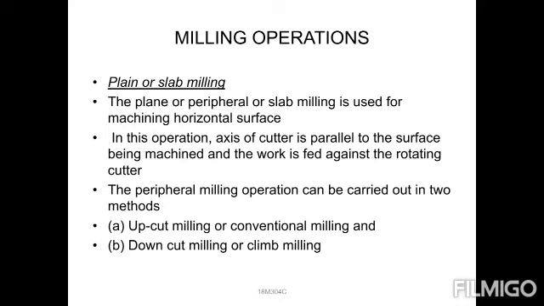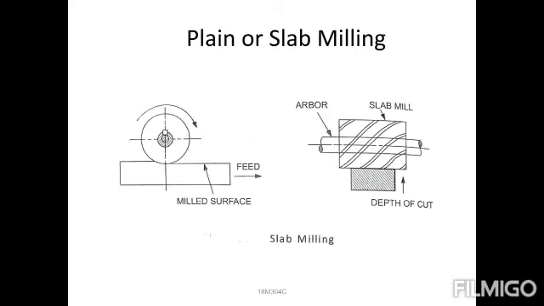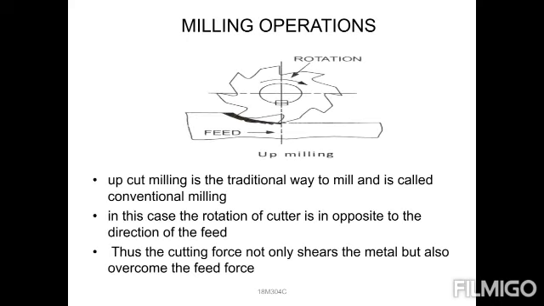In this connection, we have two types of milling operations. First one is up cut milling. Second one is down cut milling. In up cut milling, what happens? Both the workpiece and the cutting tool are revolving in opposite directions, and they move at the same time. So a maximum amount of material will be removed from the workpiece. That is the main thing in slab milling or plain milling.